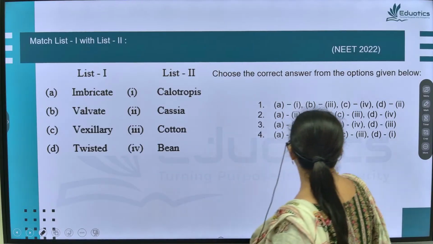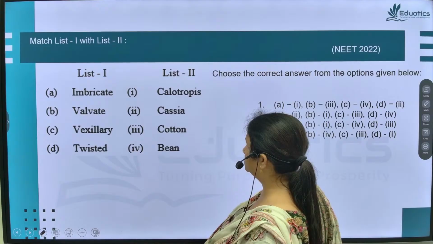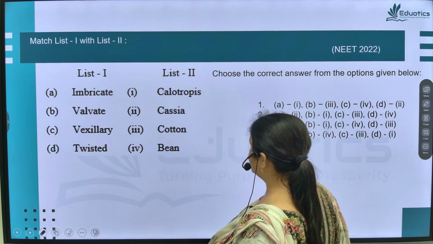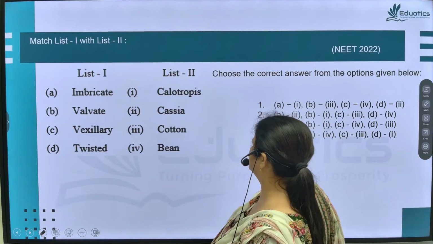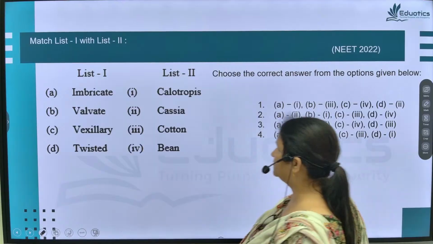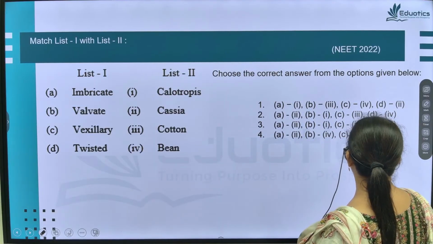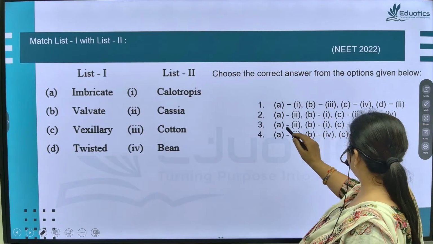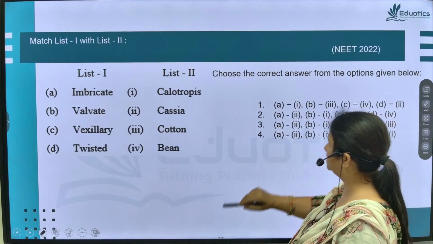B's first option, two options may be correct. After that they are talking about the twisted. In vexillary, the option will be bean. Vexillary goes to the family Fabaceae. C's fourth option and B's first option. Option third will be the correct answer.